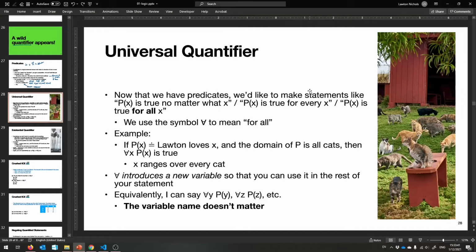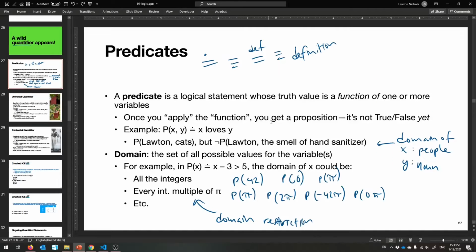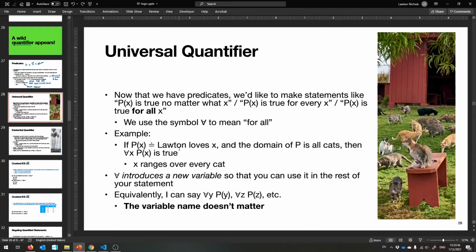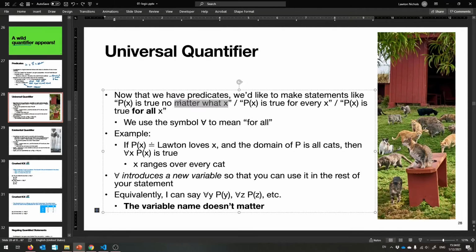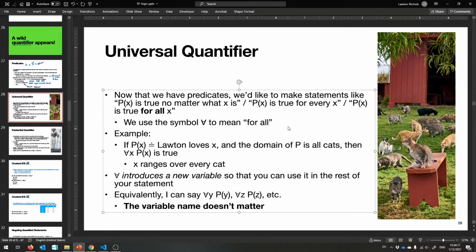The first one's called a universal quantifier. We'd like to say stuff about the domain of a predicate. The domain is just the set of all possible values for a variable, and we'd like to say something like P of x is true no matter what x is. Or alternatively, this is equivalent: P of x is true for every x. P of x is true for all x, we say. We use this upside down A symbol to mean for all. Whenever you see a flipped A, it means for all. Just read it like that.